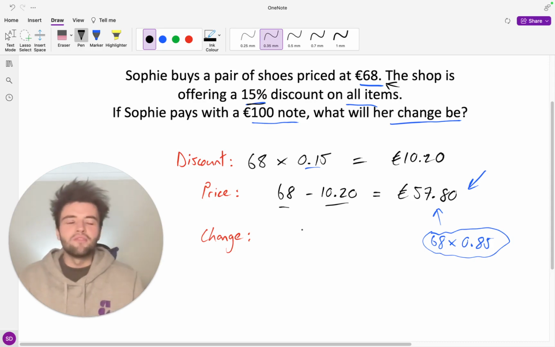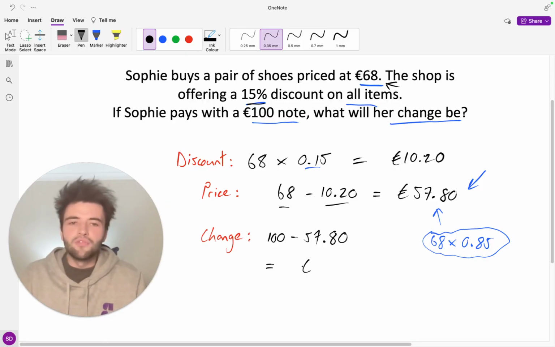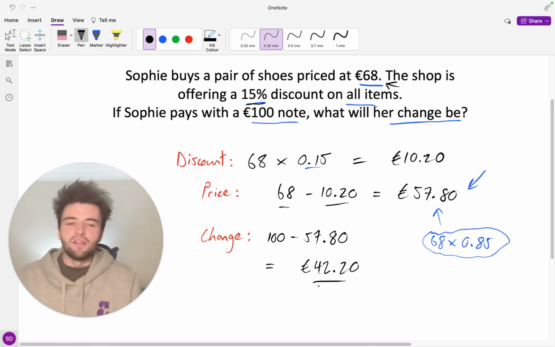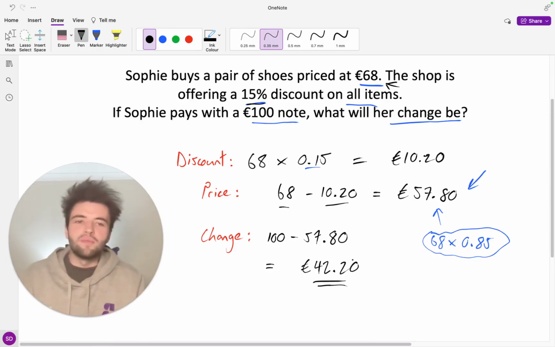But in any case, our final job for this question is just going to be to figure out how much change she gets. So her change is going to be the €100 note that she starts off with minus the price of the shoes after we apply the discount. So that's going to be 100 minus 57.80. And so our final answer here is going to be 42.20. So that's going to be her change out of €100 based on what the price of the shoes was. And so that's going to be it for this question.